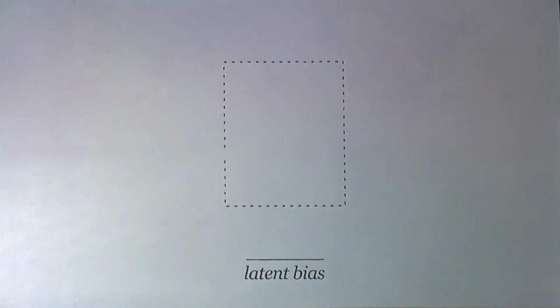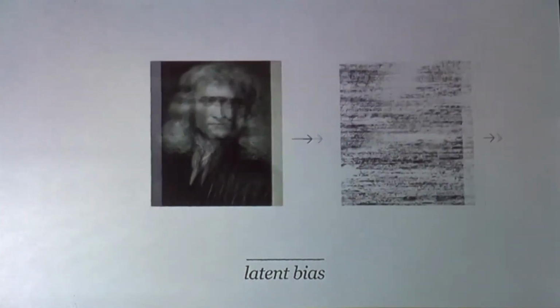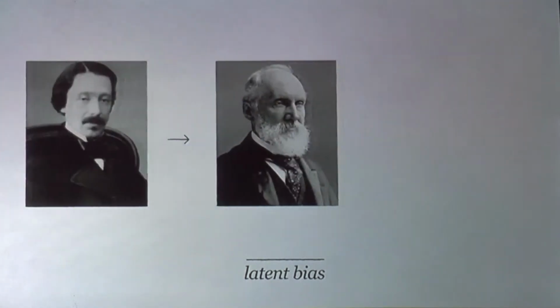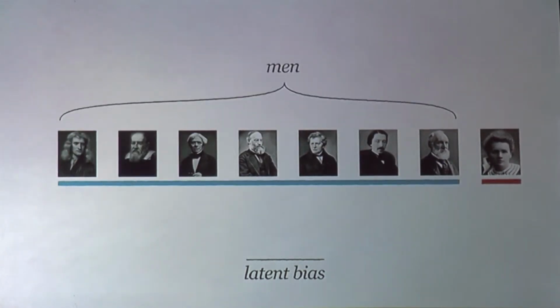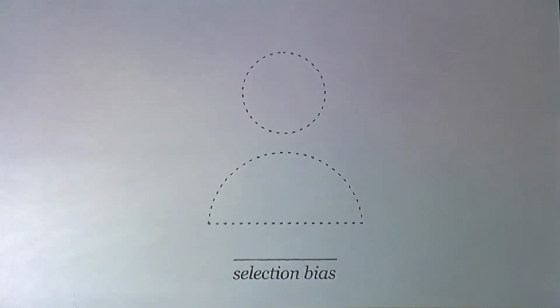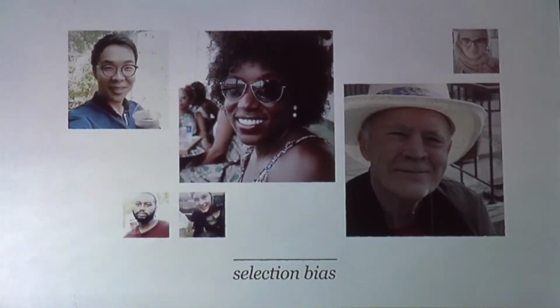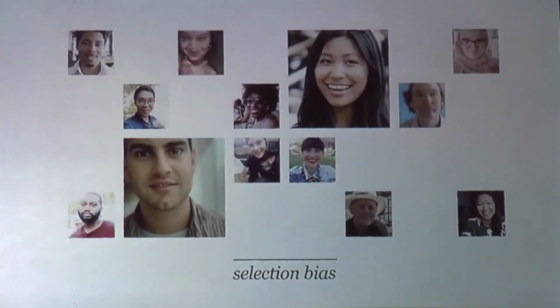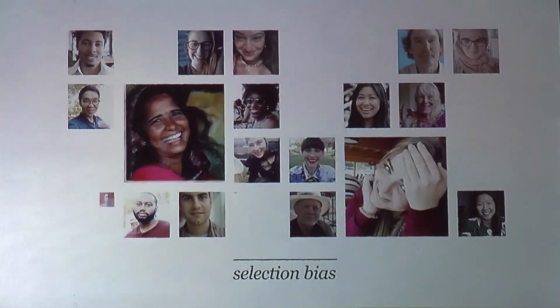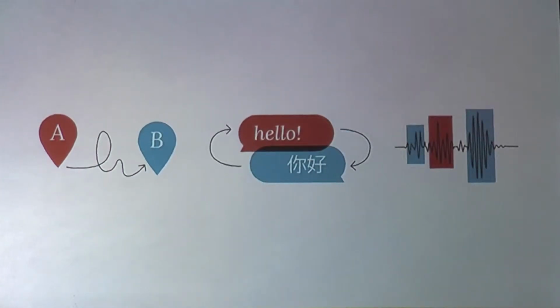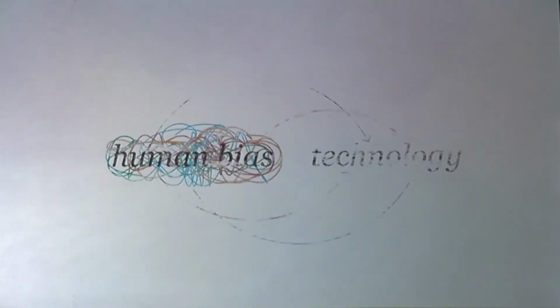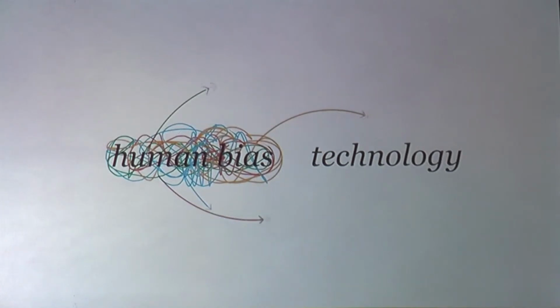Latent bias. For example, if you were training a computer on what a physicist looks like, and you're using pictures of past physicists, your algorithm will end up with a latent bias, skewing towards men. And selection bias. Say you're training a model to recognize faces. Whether you grab images from the internet or your own photo library, are you making sure to select photos that represent everyone? Since some of our most advanced products use machine learning, we've been working to prevent that technology from perpetuating negative human bias.